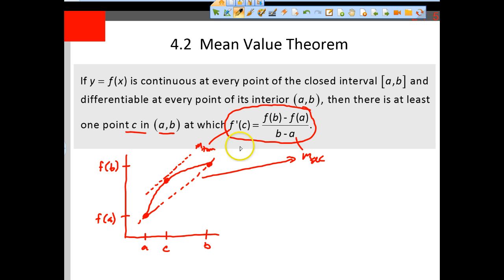So f of B minus f of A over B minus A, that refers to the slope of that secant line. And the slope of the tangent line, well, if those are equal, then what does that mean? That means that those lines are parallel. Now, the result of the mean value theorem says that the slope of the tangent line at some point must be equal to the slope of the secant line. Or we could also say that the instantaneous rate of change is equal to the average rate of change.